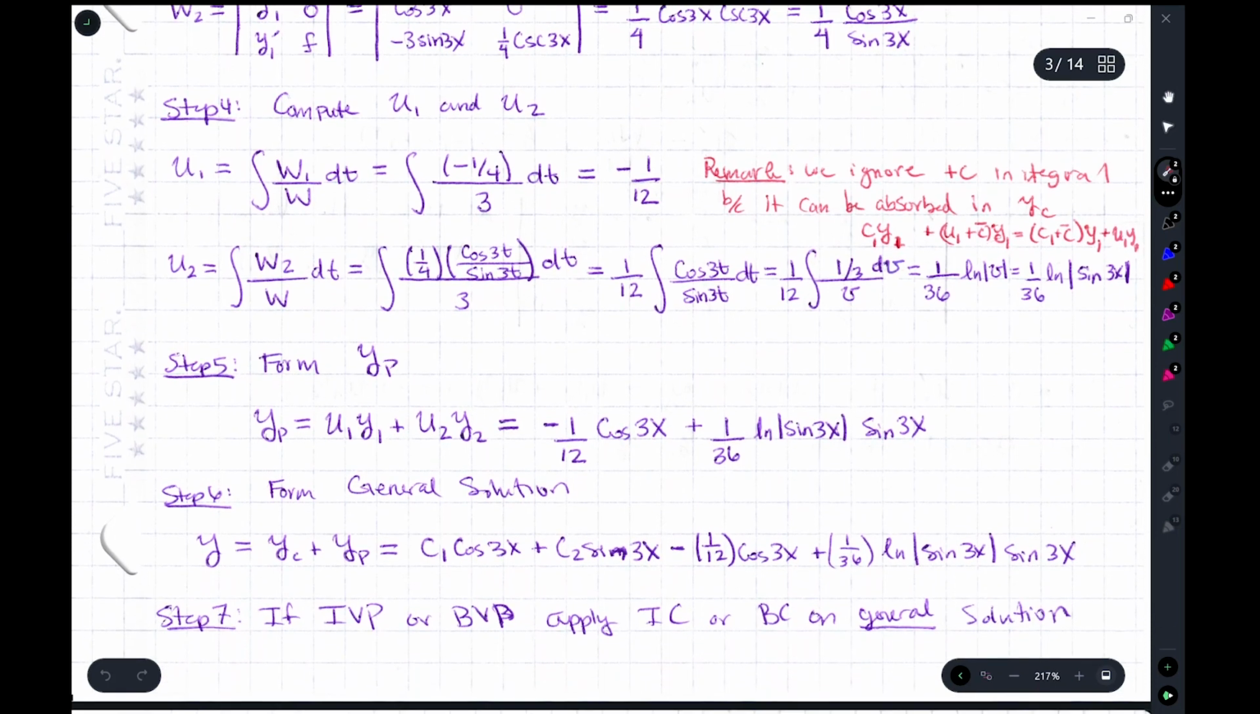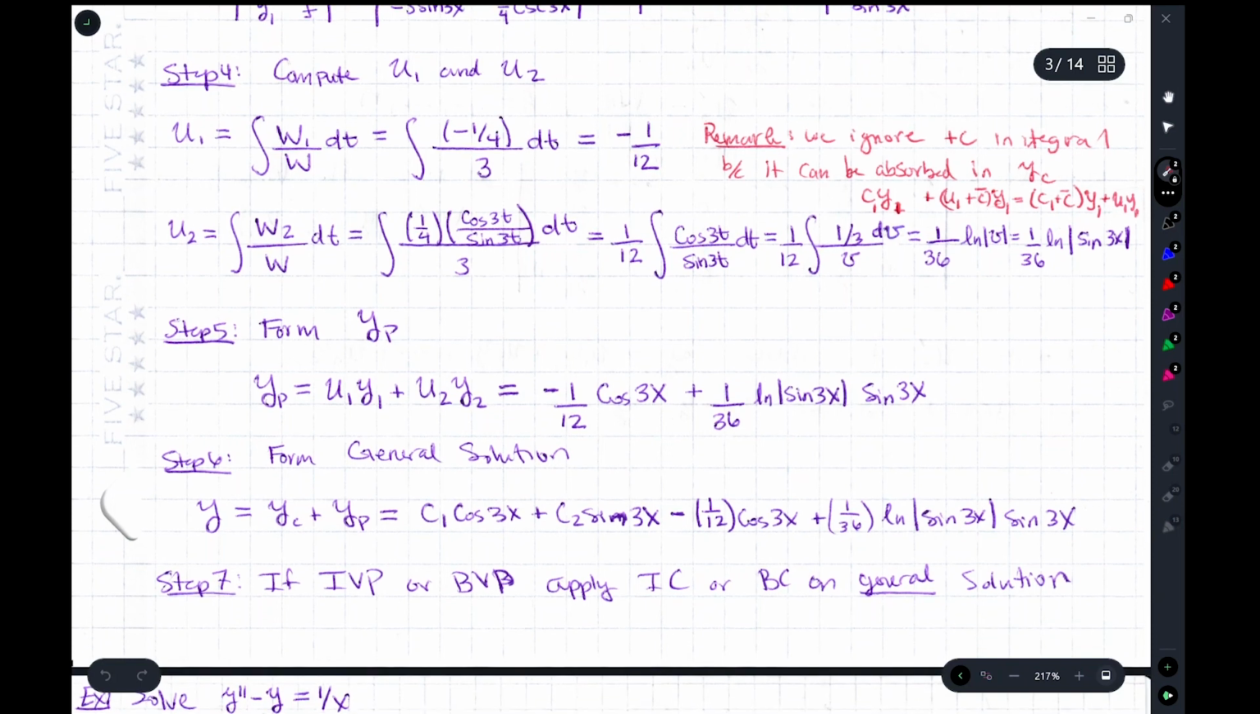Step 5, we form the particular solution. The particular solution is, by assumption of this method, u1 y1 plus u2 y2. Well, here goes our u1, we multiply it by y1. And here goes our u2, we multiply it by y2. And so we've got our particular solution.